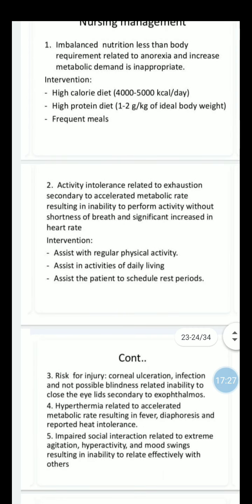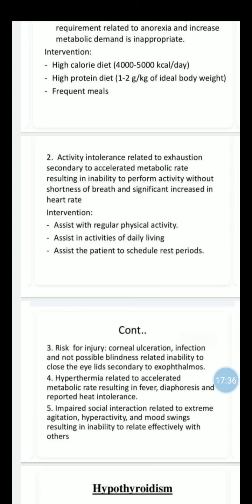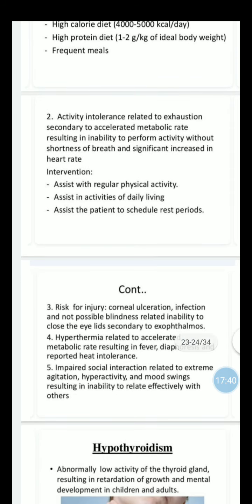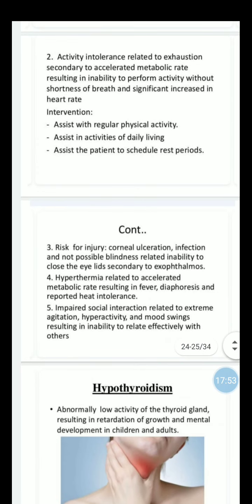First, assist with regular physical activity, assist in activities of daily living, and assist the patient to schedule rest periods. Next, risk of injury, then hyperthermia, then impaired social interaction, related to extreme agitation, hyperactivity and mood swings. So this is about hyperthyroidism.